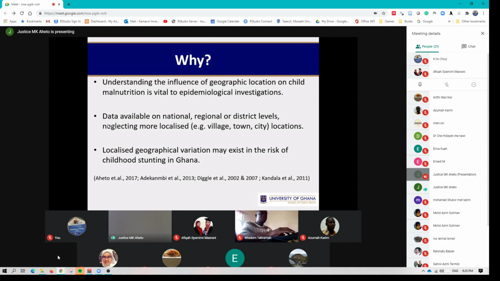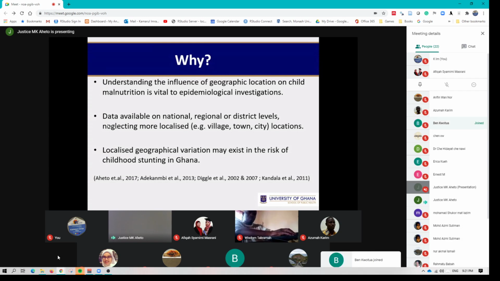So though there is evidence at the regional, district, or national level, we need more localized evidence to target decisions. For instance, we are interested in a particular village or town or city rather than a bigger district level or bigger regional level or the national level as a whole. And for that matter, this study was conducted.